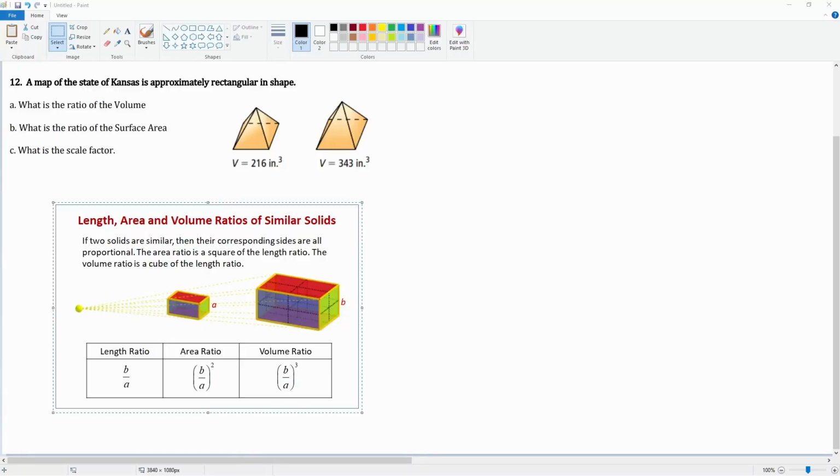Number 12. A map of Kansas State is approximately rectangular in shape. Okay, that's a mistake, right?